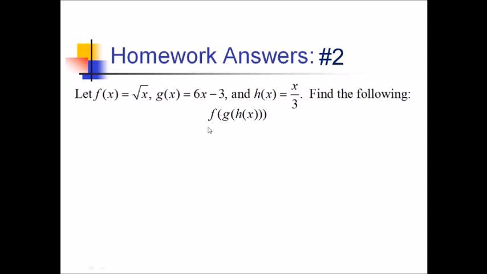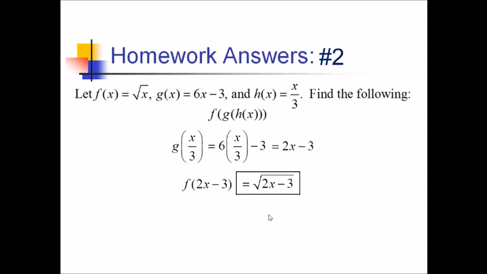For number 10, we're doing f of g of h of x. So we can start by just replacing h of x with the function here, x over 3. So now we need g of x over 3. Instead of writing 6x minus 3, we've got 6 times x over 3 minus 3. The 6 and the 3 can cancel. That'll just be 2x minus 3. And now we can plug 2x minus 3 into the outermost function of f. That's just going to be the square root of 2x minus 3, which we cannot simplify any further.